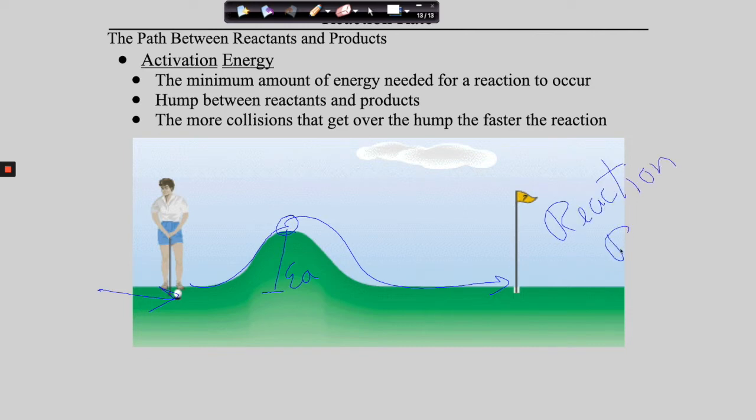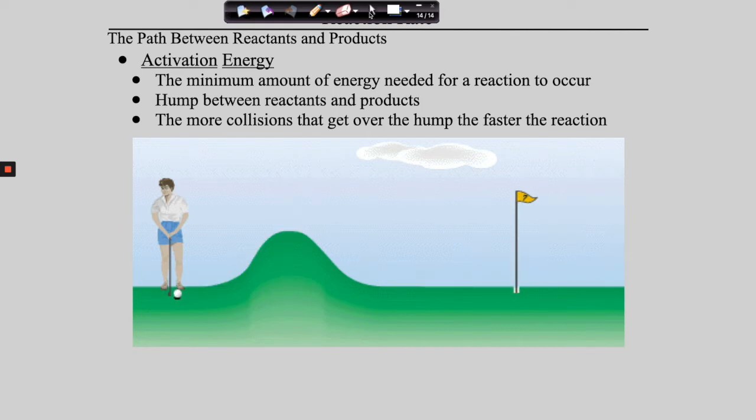So guys, the idea is this. The purpose of the reaction is to put balls in the cup. In order for balls to go into the cup, they must collide with enough energy to get over the activation energy hump. When they do, they immediately go to products, and the more balls that go into the hole, products, the faster the reaction goes.